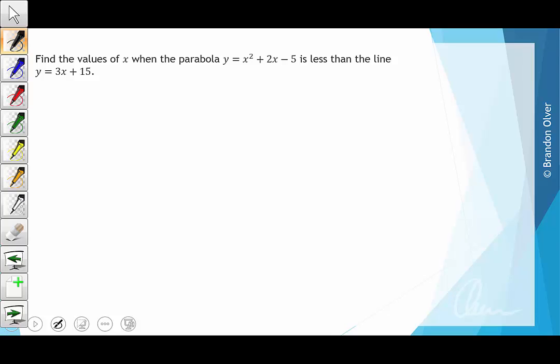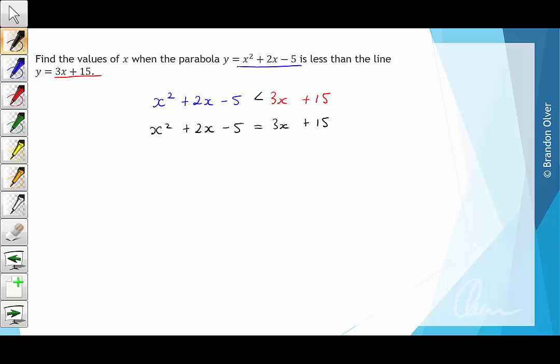In this example, we're asked to find the values of x when the parabola x squared plus 2x minus 5 is less than the line y equals 3x plus 15. So what this is asking us is, when is this equation x squared plus 2x minus 5 less than the equation 3x plus 15? So what we want to do first of all is just solve the inequation as an equation. So we want to solve x squared plus 2x minus 5 is equal to 3x plus 15.